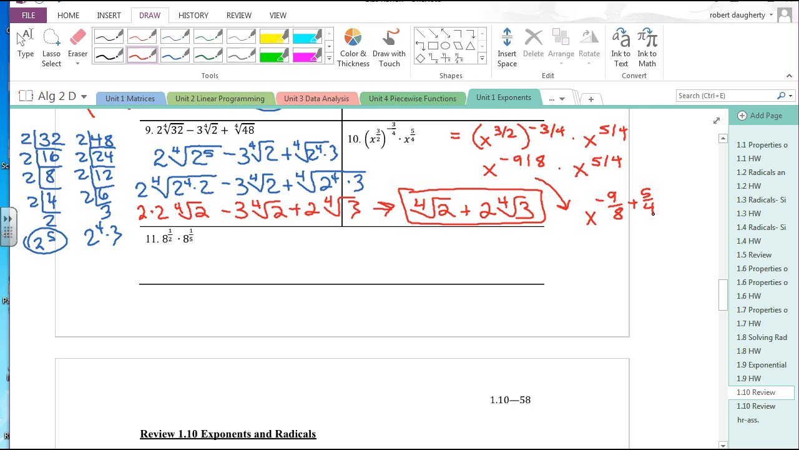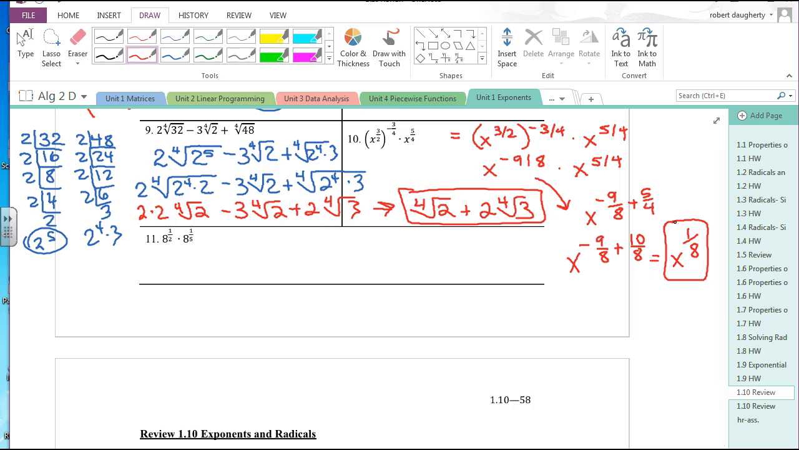In order to add these together, I need a common denominator. So x to the minus 9/8 plus 5 fourths, another way of writing it is 10/8. Okay, so negative 9/8 plus 10/8. This is x to the 1/8 power. Okay. That is my final answer, x to the 1/8.